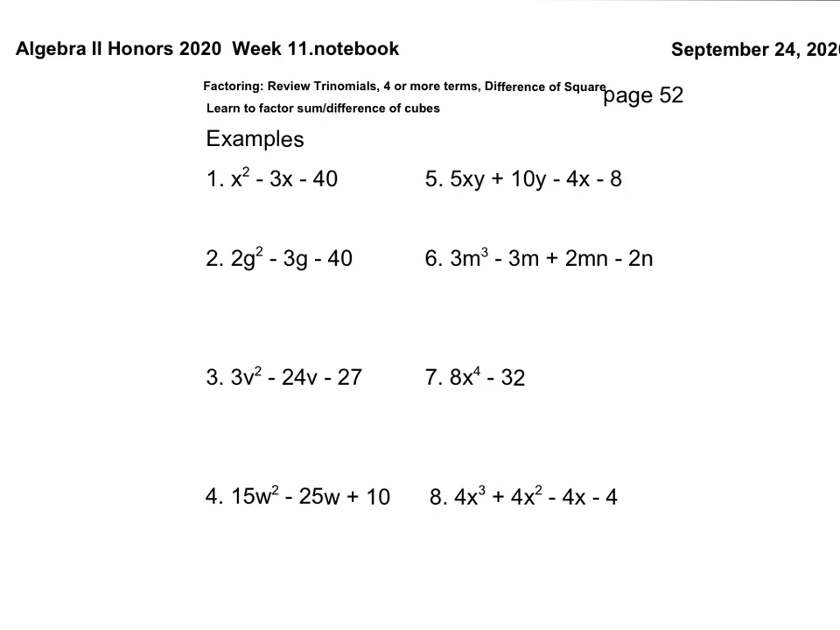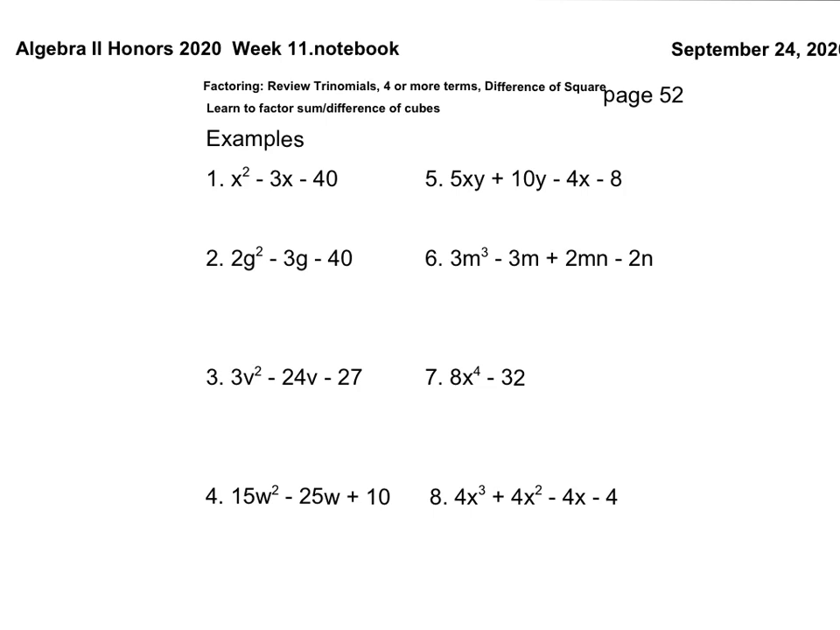And we're going to be reviewing how to factor trinomials, 4 or more terms, difference of squares, and we're going to learn how to factor a sum and difference of cubes. Okay, so I want you to remember that to factor a trinomial, the first thing that you should look for is the greatest common factor. Looking at question 1, these 3 terms do not have a greatest common factor.